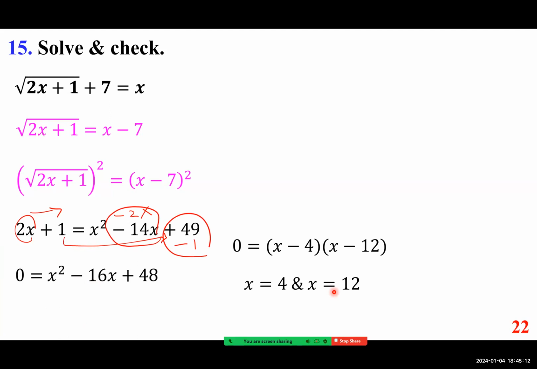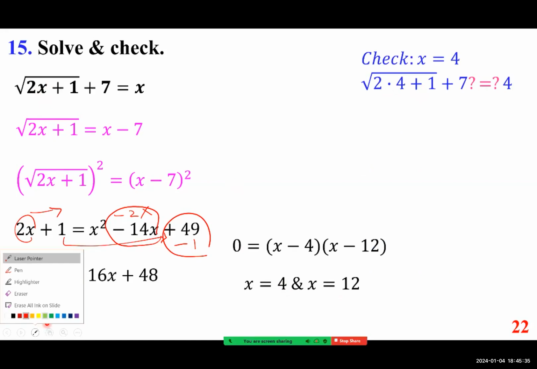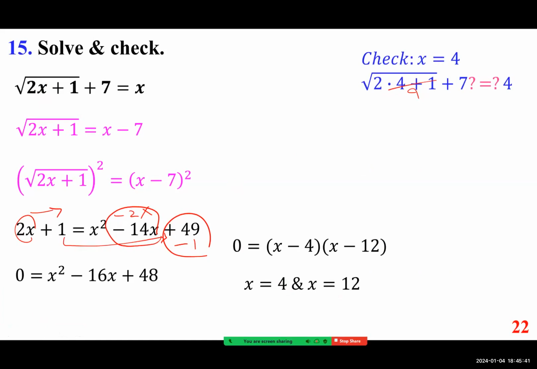And we must check. Checking takes place with the original equation. So let's plug in 4. When we plug in 4, what happens here? 8 plus 1 is 9. 9 comes out as 3, with 7 becomes 10. Is 10 equal to 4? No. Therefore, this is not a solution.